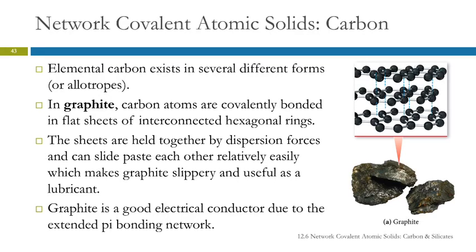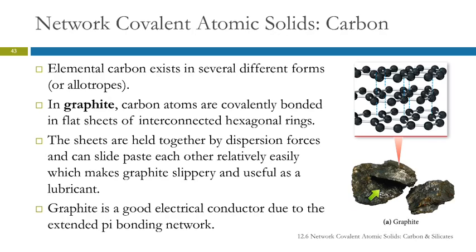Another type of solid is a network covalent atomic solid. So we're going to look at carbon. Carbon exists in several different forms. When you have different forms of an element, they're called allotropes. So carbon can take the form of graphite.